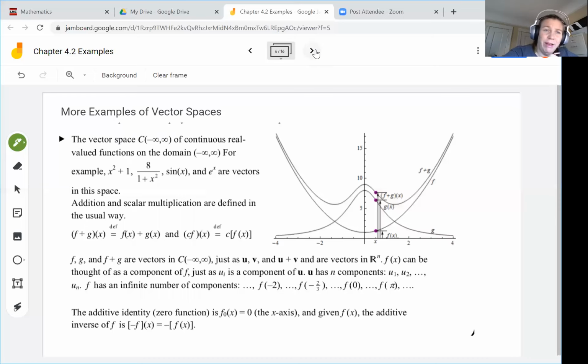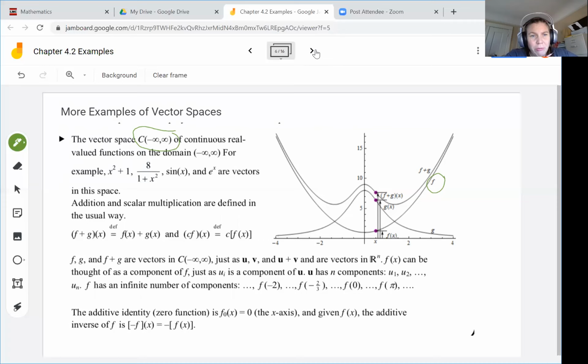So now we're going to talk about the vector space that we denote C from negative infinity to infinity. And so that's the continuous real valued functions on the domain from negative infinity to infinity. So that capital C, if you remember from calculus, tells us it's a continuous function set. So for example, if you've got x squared plus 1 that is graphed over here, the parabola, here's f. If you've got 8 over 1 plus x squared, sine x and e to the x, those would all be vectors in the continuous real valued space because they're all continuous functions that go from negative infinity to infinity. They don't have endpoints here.